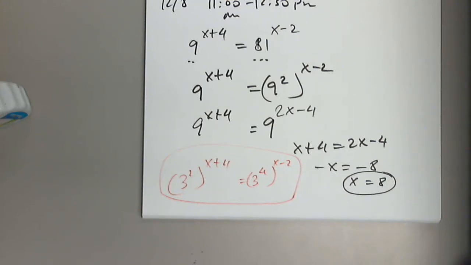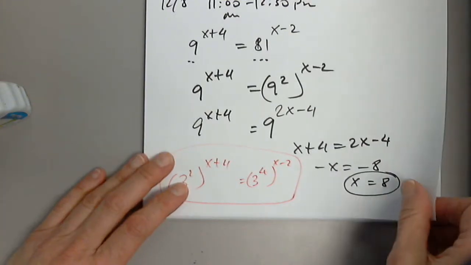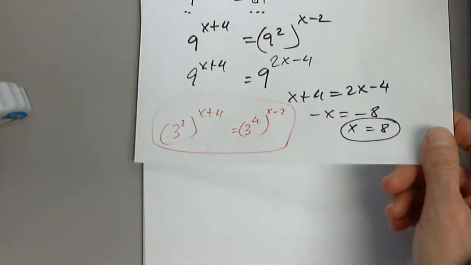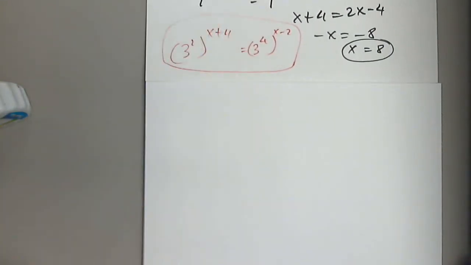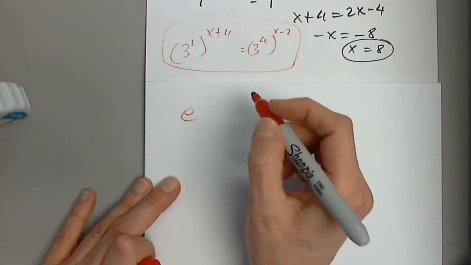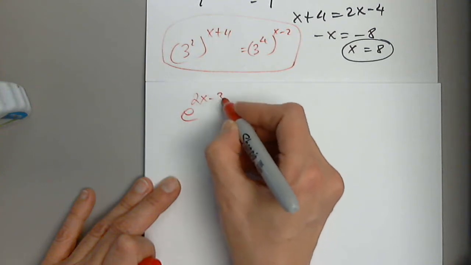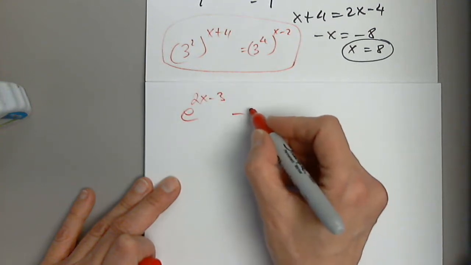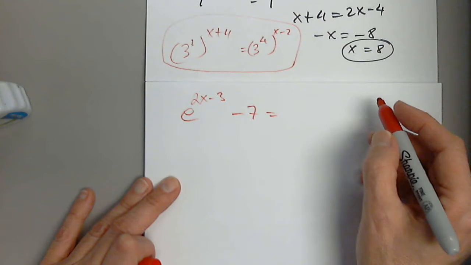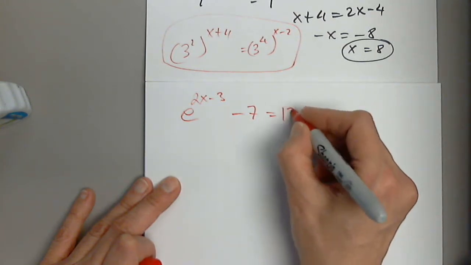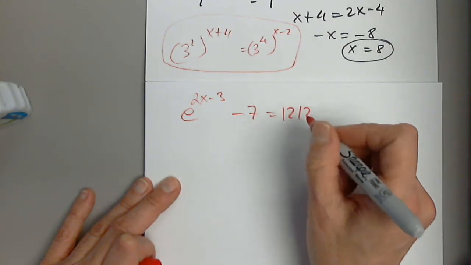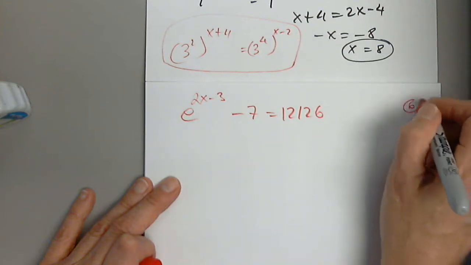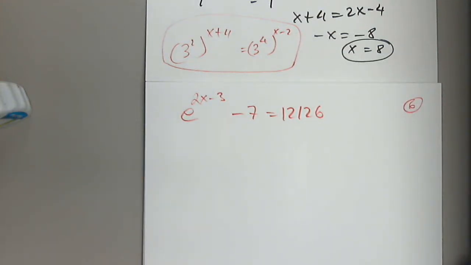Very good. Next question. Anything else you worked on or anything else you'd like to work on? Can we do number 11? Please. And what does it say? So it's e raised to 2x minus 3, minus 7, equals 12126. 12126. Very good. What type of equation is it? Very good. Exponential. What do I have to do first?